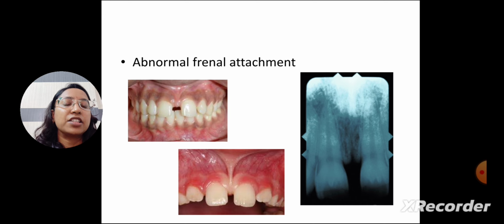Especially for midline diastema, one common reason is abnormal frenal attachment. So when we have a thick fibrous frenal attachment in between the two central incisors, that can contribute to the space between the incisors. How do we know whether that frenal attachment is causing the spacing? We will do something called the Blanch test.